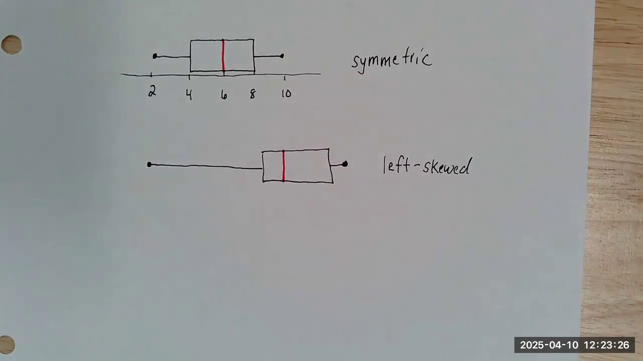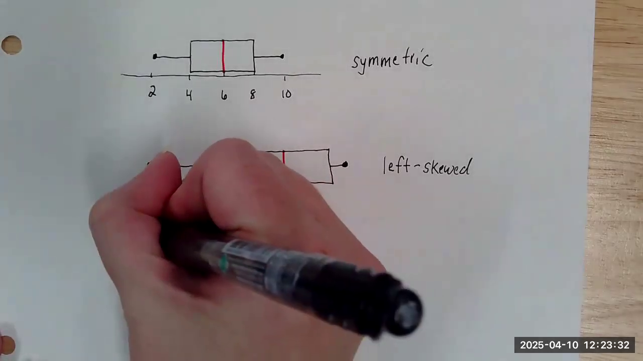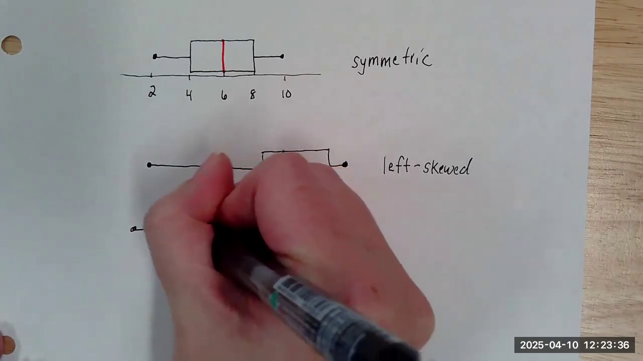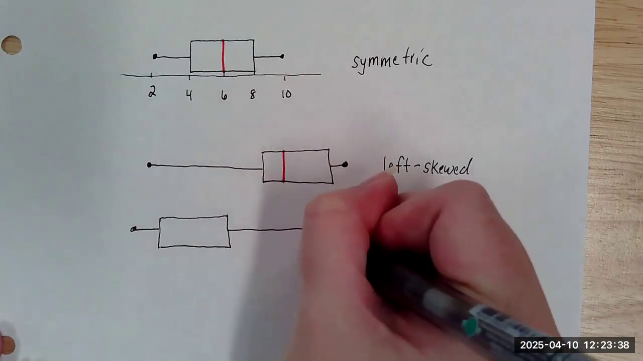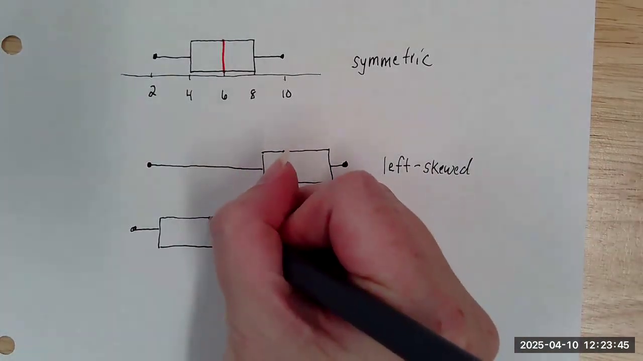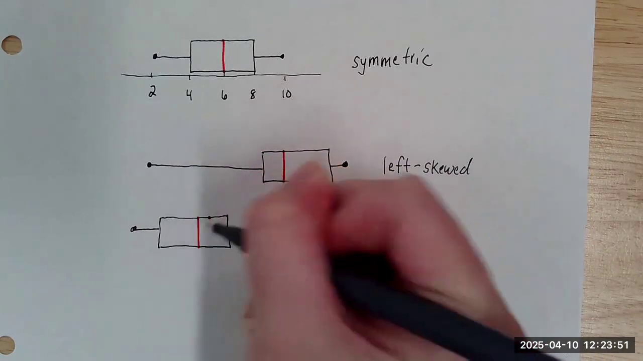And you could do the same thing and make a right skewed one if we make a longer tail the other direction too. I feel like I have to put it further back over here, maybe. Okay.